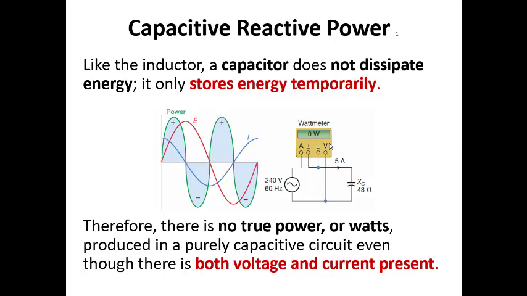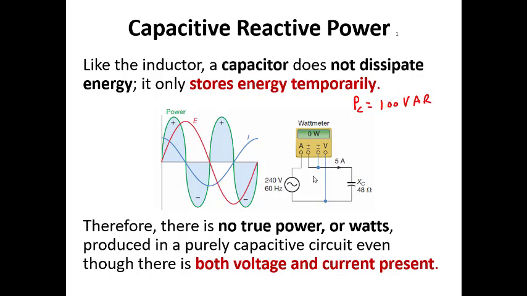For power, capacitors, just like inductors, do not dissipate any energy. They only store energy temporarily. So the unit that we would use for the power of a capacitor, in this case they're showing 0 watts, but let's say that we had like 100 or something like that, we would call this VARs.